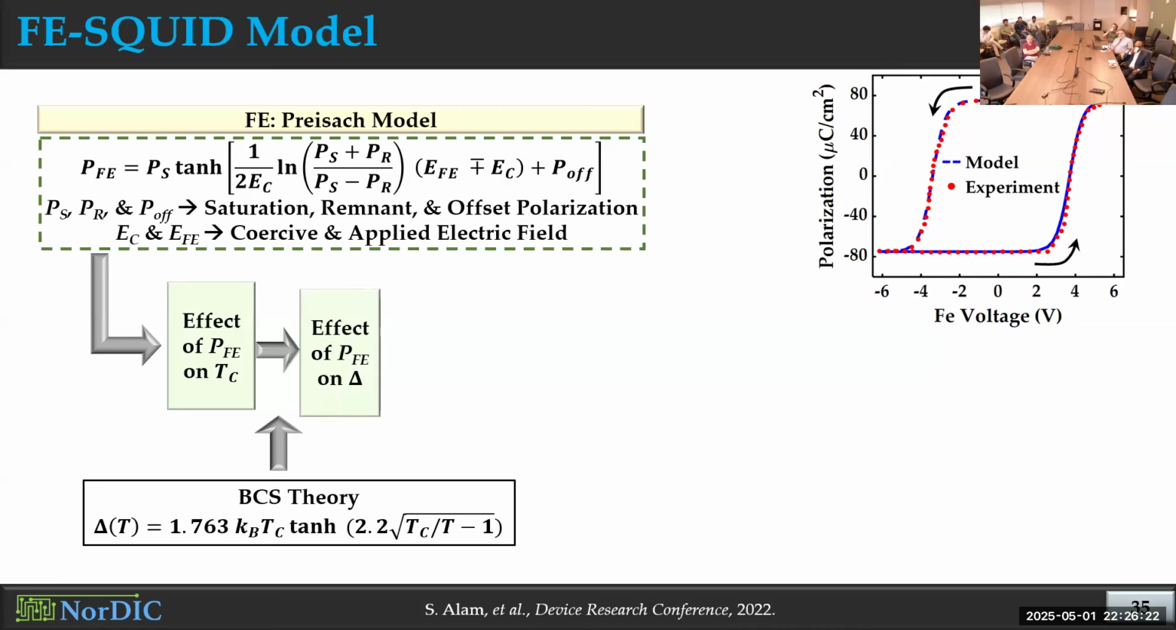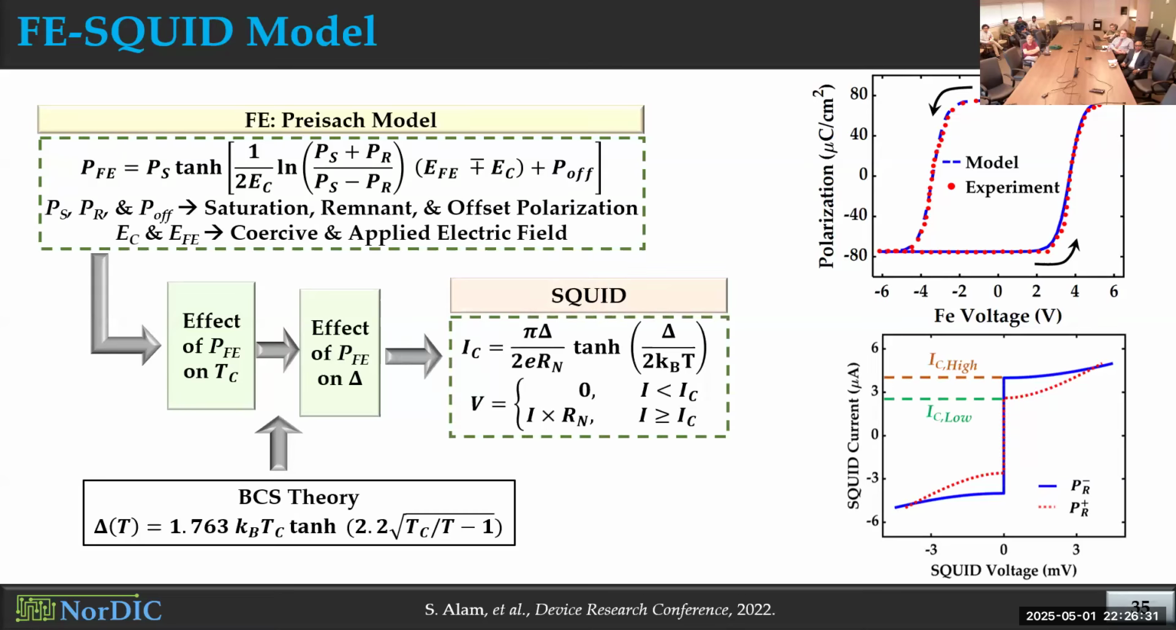So these two blocks actually give us the effect of polarization of the ferroelectric material on the superconducting energy gap of the superconducting device here. And finally, we can use this AB theory to calculate the critical current level for two polarization states. And then we use the famous RCSJ model for superconducting devices to calculate these IV characteristics for this SQUID portion that we have here. So this figure here shows the IV characteristics, and both these characteristics of the ferroelectric and the SQUID were again validated with the experimental data available in literature.